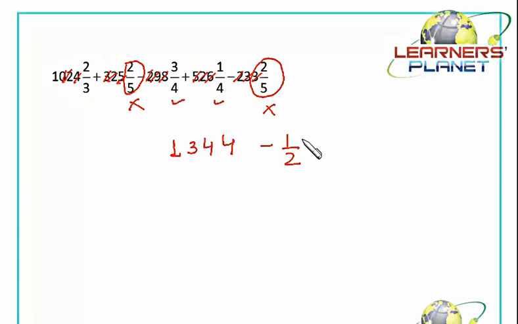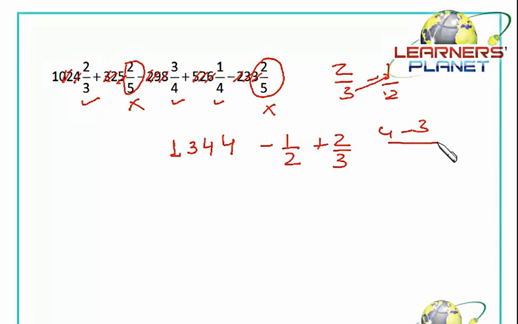Then this portion is plus 2 by 3. Now let's finish this calculation. It's 2 by 3 minus half. It's 2 twos are 4 minus 3 by 6. So it's 1 by 6. So 1344 plus 1 by 6 is 1344 and 1 by 6. This is the final answer.